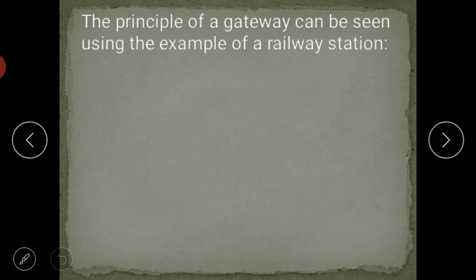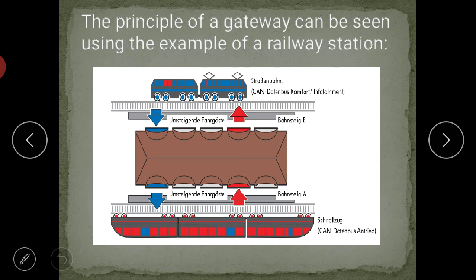The principle of a gateway is similar to a station where different trains come. Let us say the red one is train A and the blue one is train B. Train A is the drive CAN database system and train B is the convenience or infotainment CAN database system. The red train has a data transmission speed of 500 kilobyte per second, and the blue one has a data transmission speed of 100 kilobyte per second.